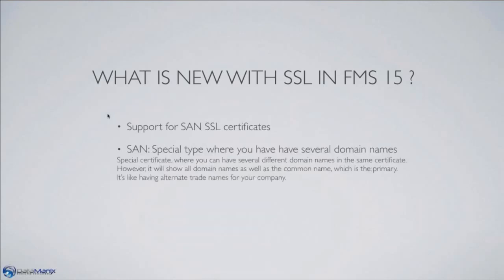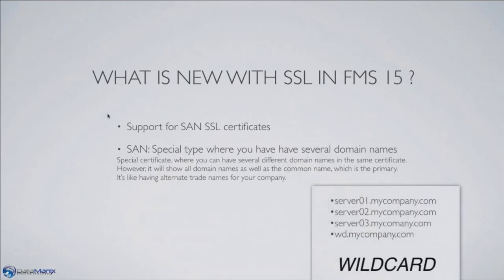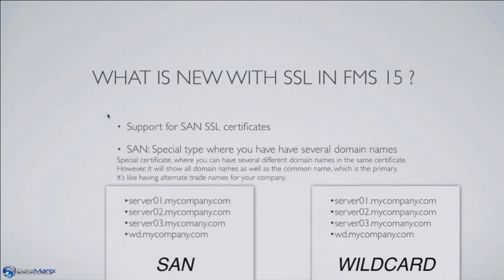So another type of certificate that is newly supported in FileMaker Server 15 is the SAN certificate. A SAN certificate is a special type where you can have several domain names. Remember the slide before where I showed you that you could have a wildcard as long as you have the same domain name. So mydomain.com needed to be the domain name, and in front of that you could have multiple things. Now if you have several domain names, it could for example be .com and .net and .org. Those are three different domain names. You can get those together into a SAN SSL certificate.